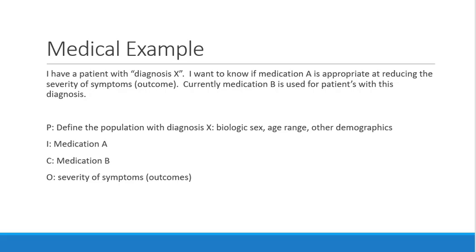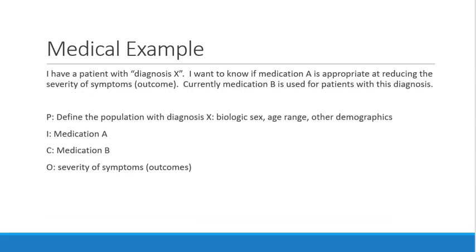Medical example, I have a patient with diagnosis X. I want to know if medication A is appropriate at reducing the severity of symptoms. Currently, medication B is used for patients with this diagnosis. So again, looking at the PICO, this is where you would want to make sure you're defining the population with diagnosis X using biologic sex, age range, and other demographics. Medication A is the intervention. The obvious control would be medication B because that's the standard of care. And then the outcome being the severity of symptoms.